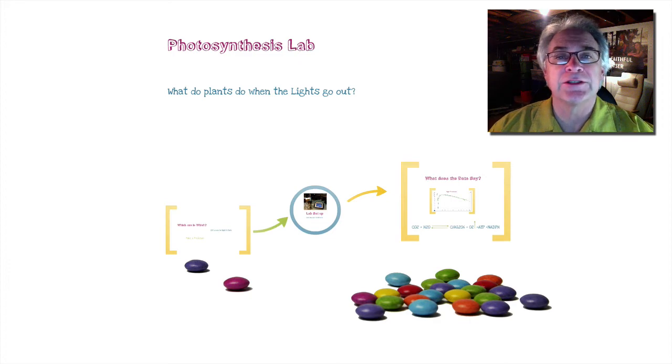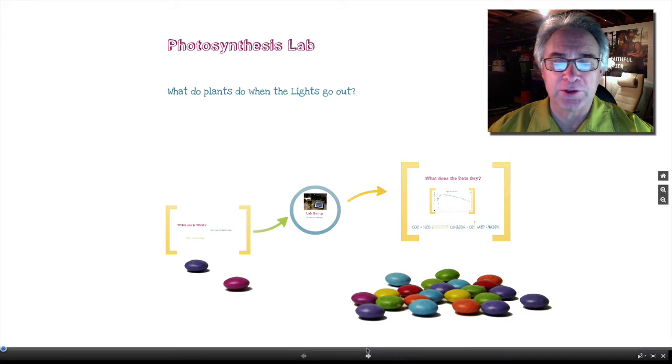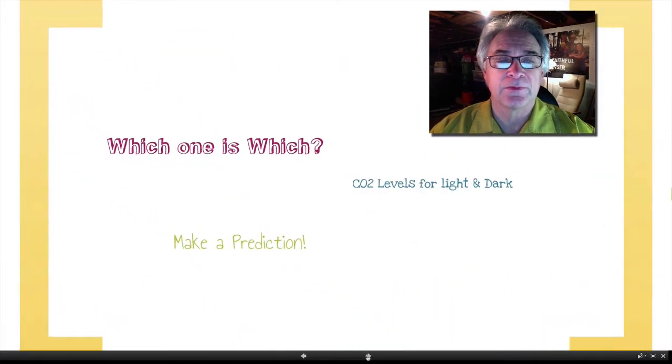Today, we're going to analyze the photosynthesis lab. We're going to try to answer the question, what happens to plants when the lights go out? What kind of reactions take over? So let's first of all take a look at some general information.